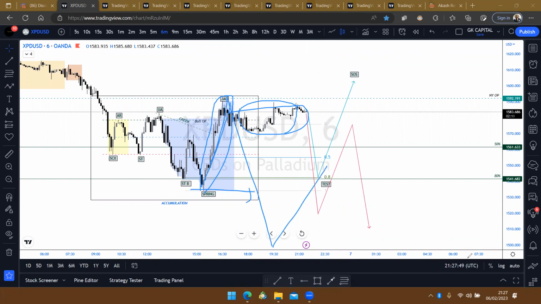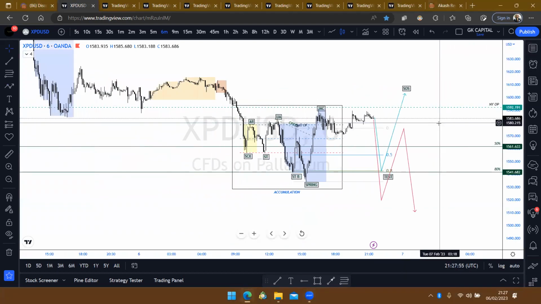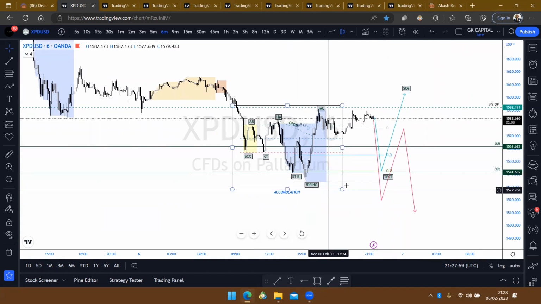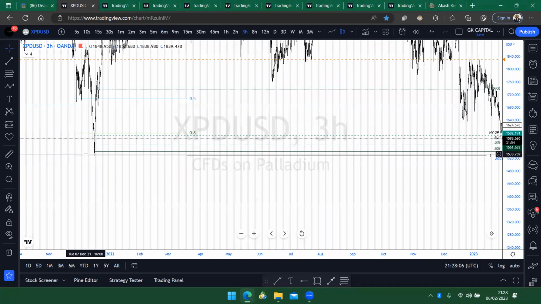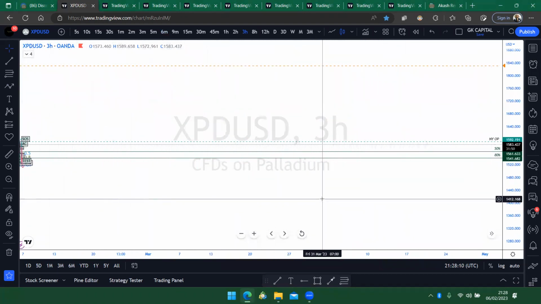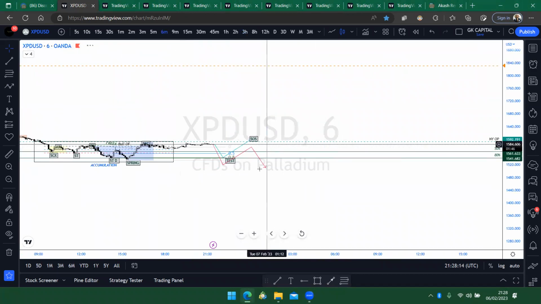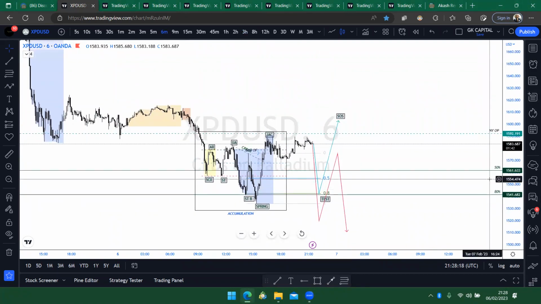But the only reason I'm thinking of the second option is because when we look at all the metals, when we look at gold, when we look at silver, and even platinum, they've all made a low, and they've all traded below this low. The only one that hasn't is palladium. So I'm wondering whether this is the laggard.